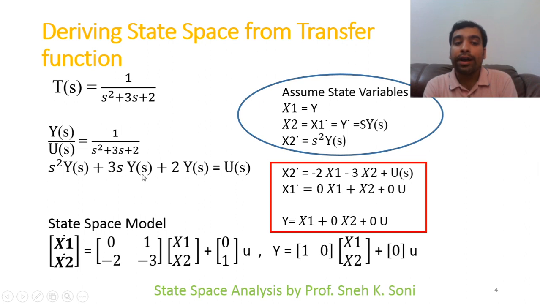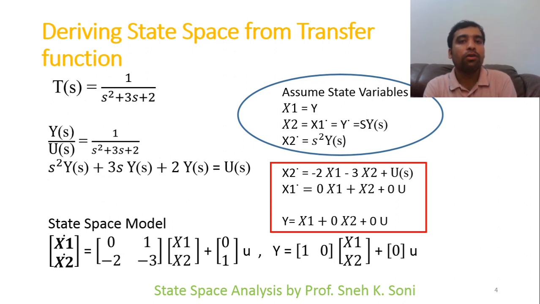x1 dot, I can also write, and I can also write x2, right? So what is important here is that I will write 3 into x2, because I already have one term of x2 dot, so I can only allow one term of dot. That is also matching with my state variable equation x dot is equal to ax plus bu.